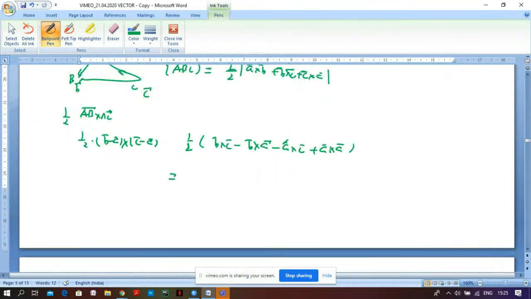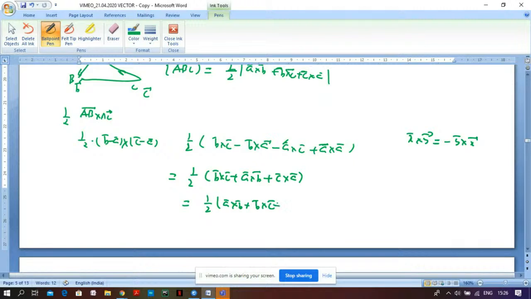A cross A is of course 0, because they are parallel vectors. And this is half B cross C. We know that the cross product is anti-commutative: X cross Y is minus Y cross X. So this gives you A cross B, and I can write this with a plus sign, because it is already cyclic. So that is C cross A, and this is 0. So I am getting half of A cross B plus B cross C plus C cross A.